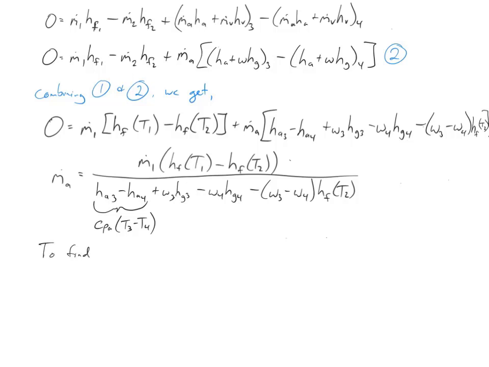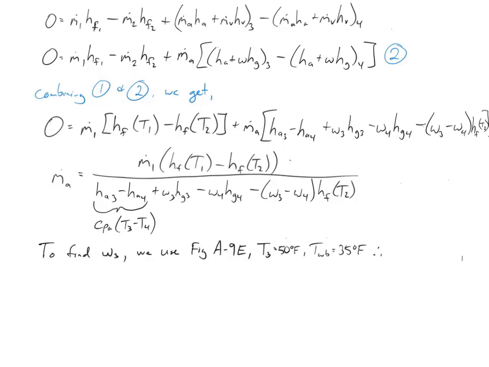So to find humidity ratio at state 3, we use figure A-9, and we're in English units with the Fahrenheit, so we'll use that. We also need, at state 3, our temperature, which is 50 degrees Fahrenheit, and we have the wet bulb temperature of 35 degrees Fahrenheit.